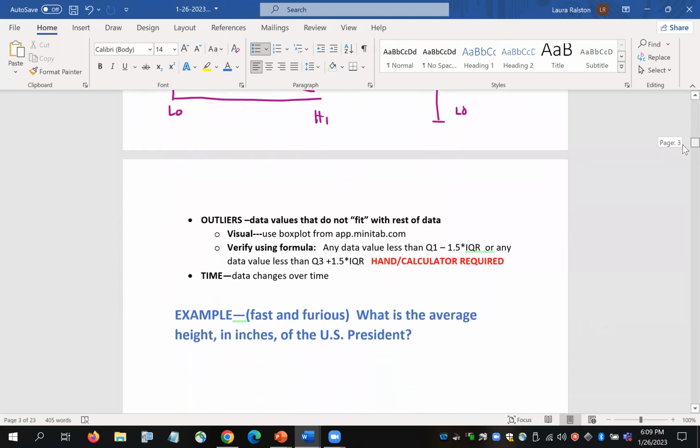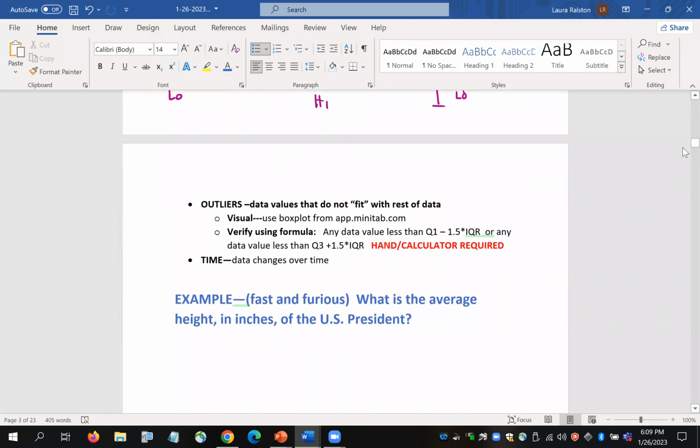The fourth characteristic is outliers. Outliers are the values that do not seem to fit with the rest of the data. We can get a visual picture of the outliers using the box plot from Minitab, but we can also verify it using the formula that you see there. That is one of the few calculations that you will have to do by hand. It is not something that Minitab will calculate for you.